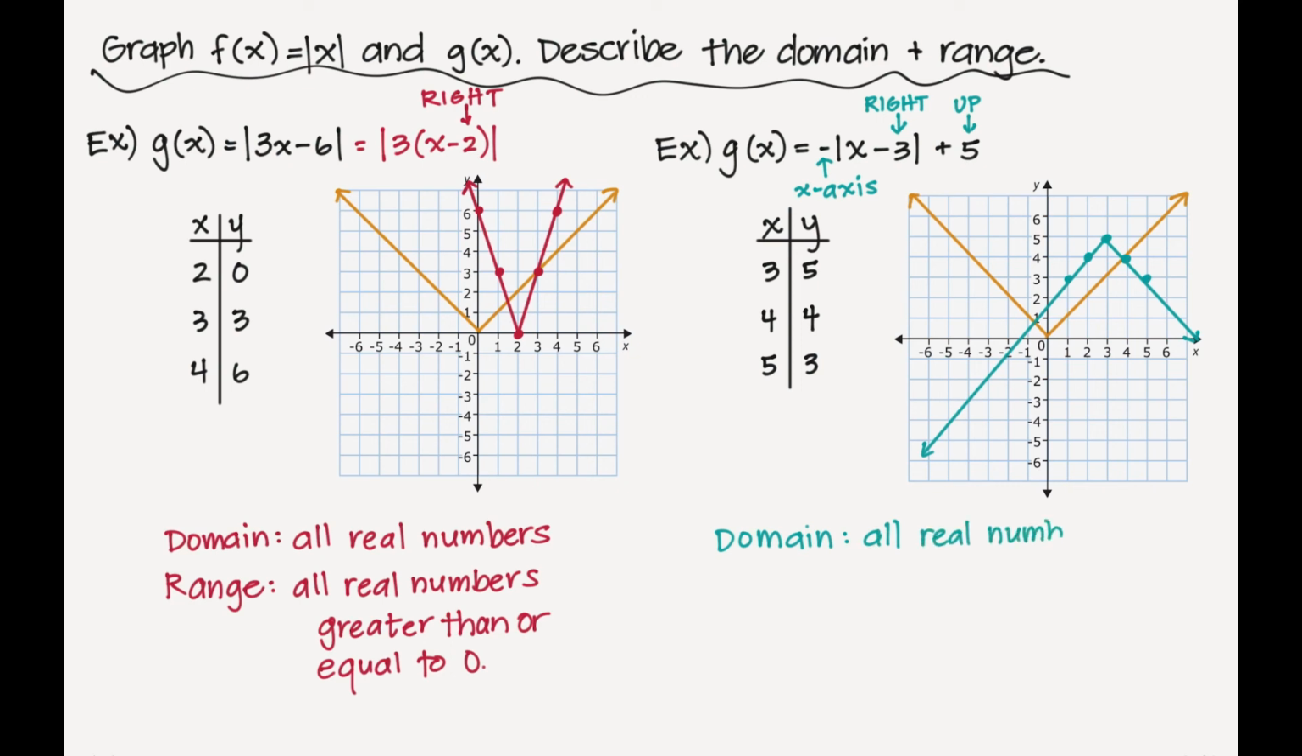So the domain, again, for the x values could be all real numbers, but for the y values, there is a limit. All real numbers that are less than or equal to 5, okay? Because 5 was at the vertex, and that's it.